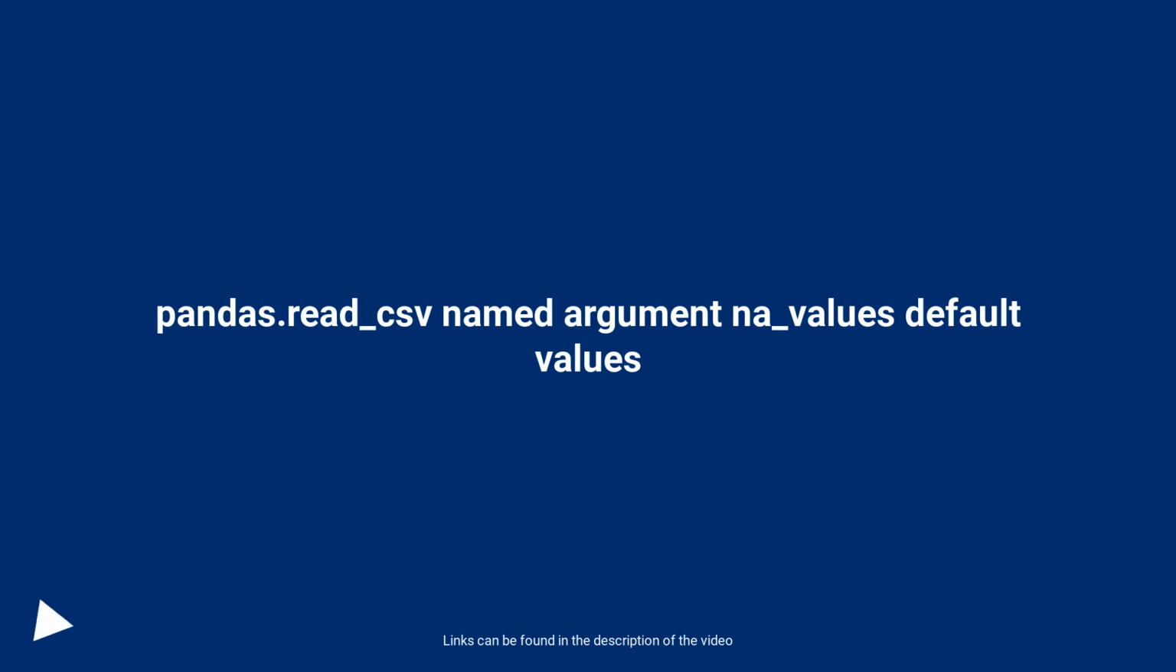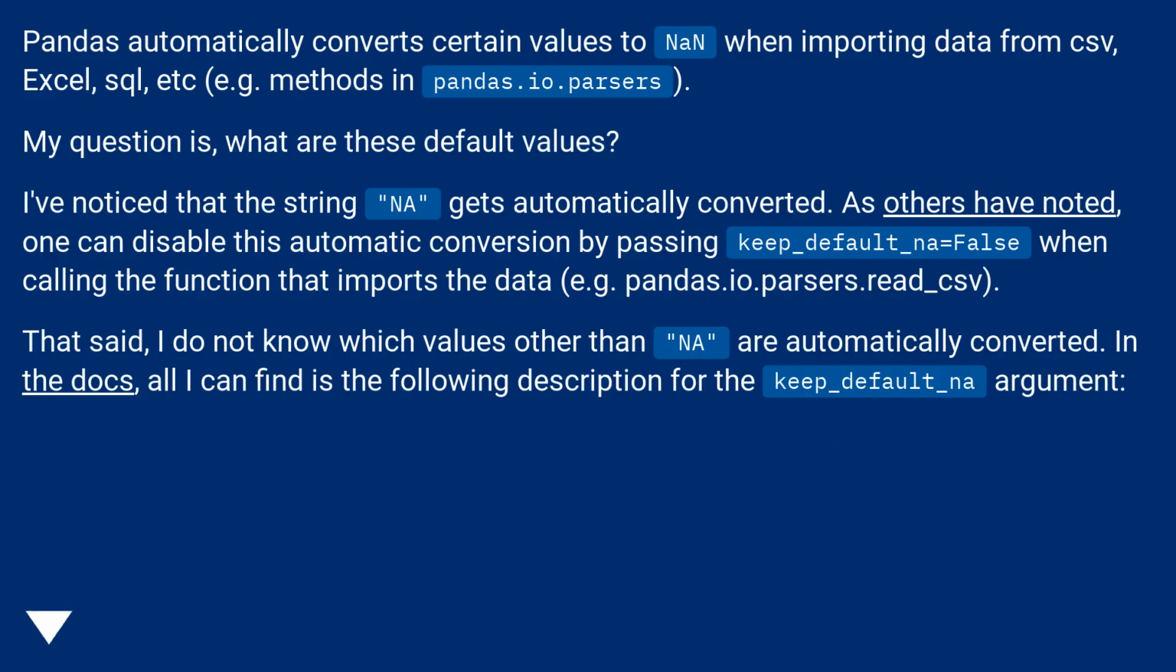pandas.read_csv named argument na_values default values. Pandas automatically converts certain values to NaN when importing data from CSV, Excel, SQL, etc. For example, methods in pandas.io.parsers. My question is, what are these default values?